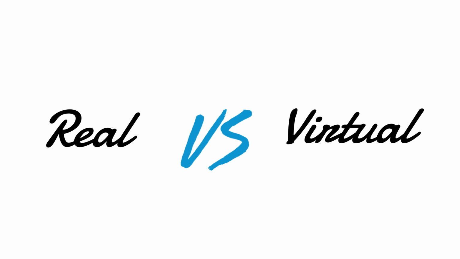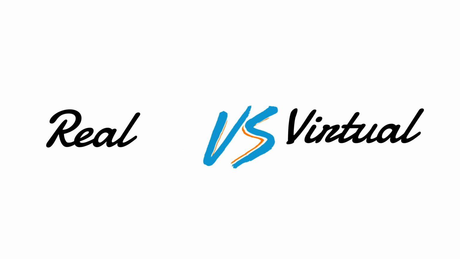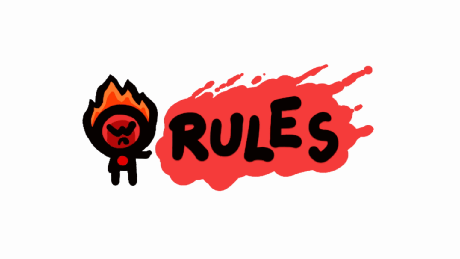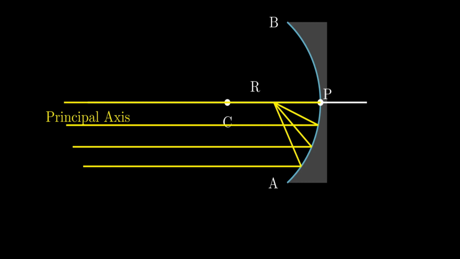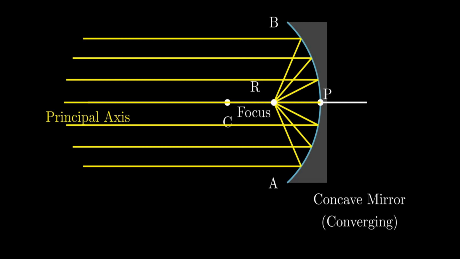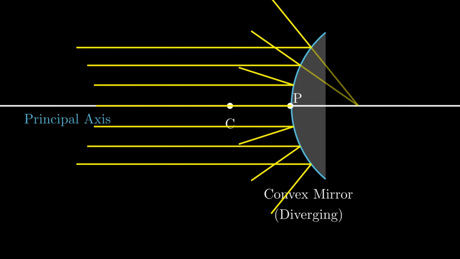The difference between real and virtual images formed by spherical mirrors. Before we understand the differences, let's quickly recap how spherical mirrors work. When light rays reflect off a spherical mirror, they obey certain rules. For a concave mirror, rays parallel to the principal axis converge to a point known as the focal point, while for a convex mirror, they diverge as if coming from a focal point.